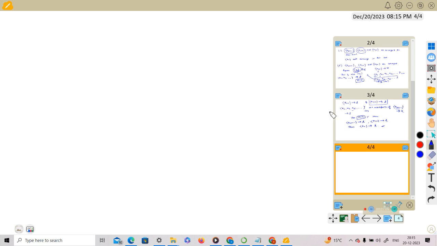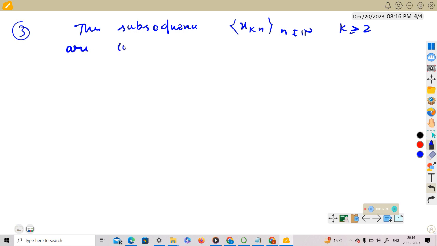Now we come to the third case. The third option says that the subsequences xkn, where n belongs to the natural numbers and k is greater than or equal to 2, are convergent. We are not just told that they are convergent; they are convergent. So the question is, is xn convergent or not?